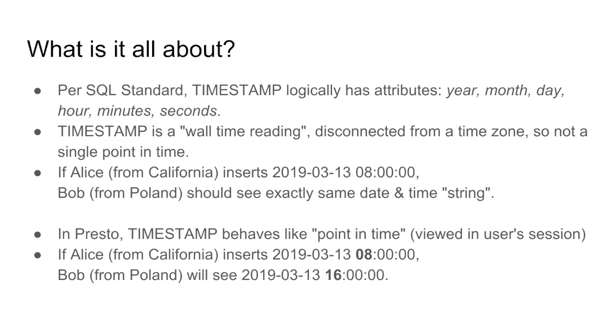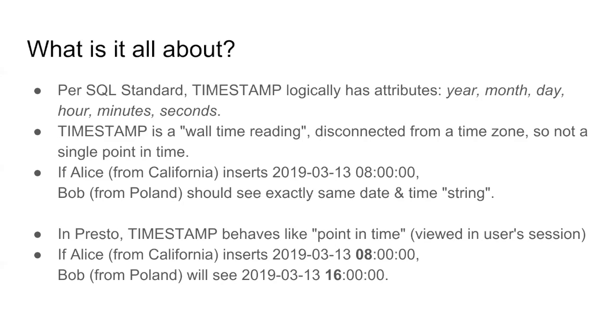The standard defines a timestamp as something that has fields like year, month, day, hour, minutes, and seconds. So it's something that represents a wall time, what you see on your calendar and on your clock, without reference to a particular time zone. So it does not describe a point in time. If I say, for example, it's March 13th, 8 o'clock, it's March 13th, 8 o'clock, regardless of who I'm talking to and who receives this information.